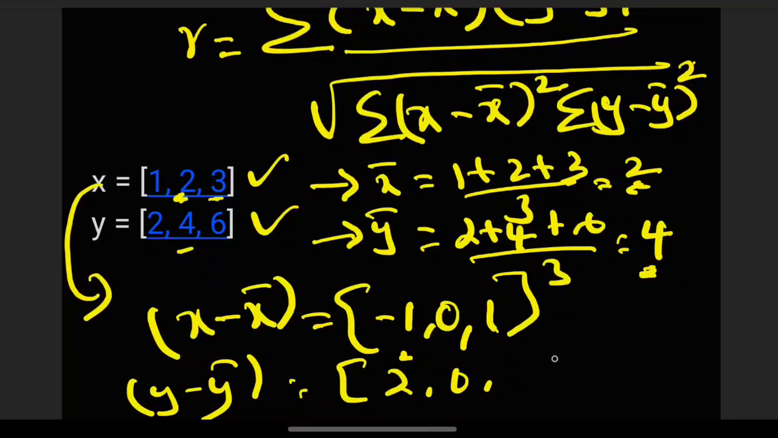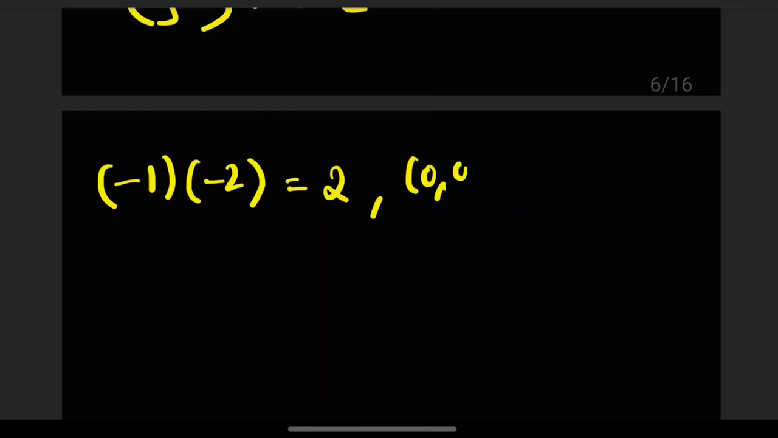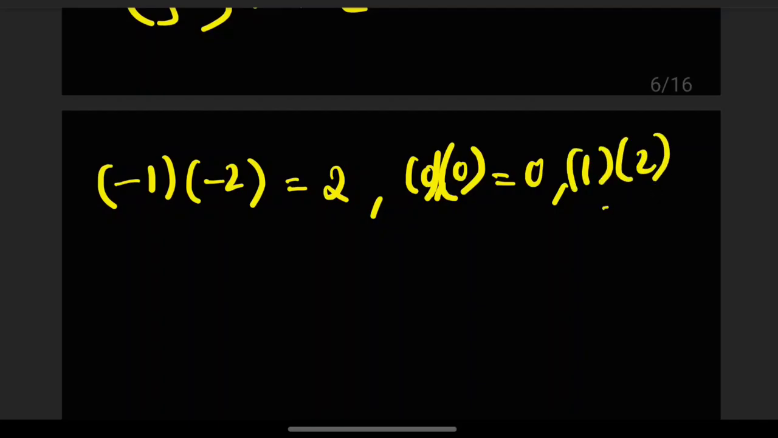What will be the result? 2, right? And this will be minus 2, sorry, right? Now you try to multiply them. So minus 1, the first element with the first element, minus 1 into minus 2, you will be getting 2, and second element into second element, 0 into 0, then it will be getting 0, and the third element into third element, 1 into 2. So that will be 2, right?